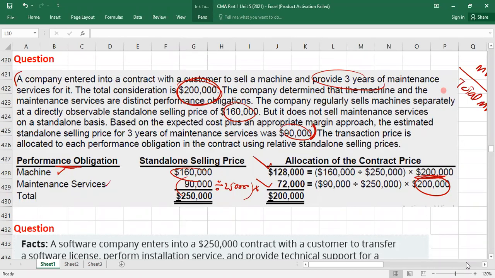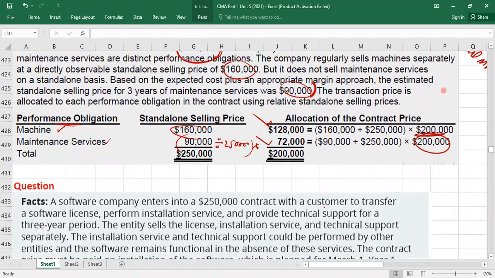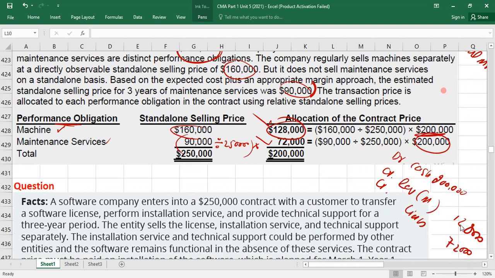Right? If I want to pass the entry, just the entry I'm asking. What entry will you pass? You will debit cash. How much did you get? 200,000. You will credit what? Revenue from machine. How much value? 128,000. And you will credit unearned revenue or contract liability for how much? 72,000. This is how it is allocated.